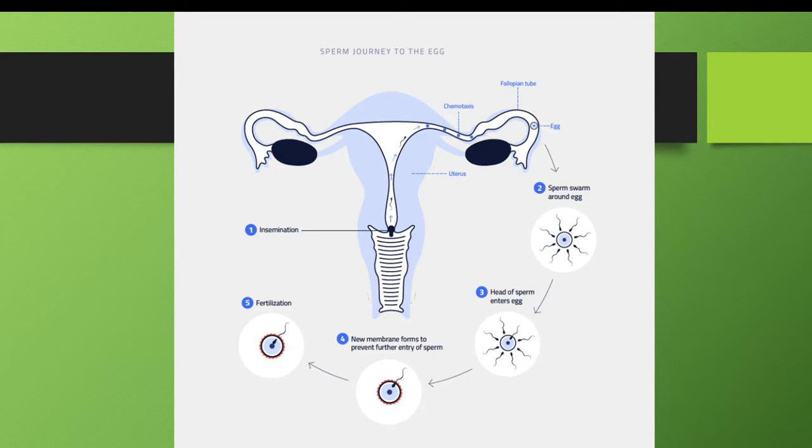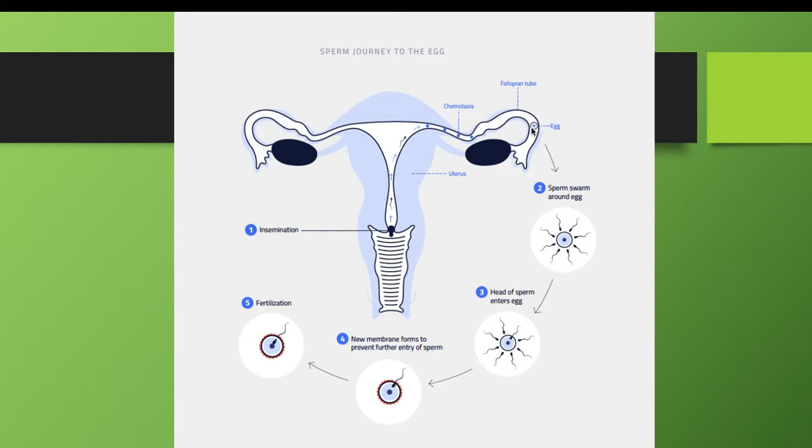If we look at this diagram, this is going to show you the whole stages that we're going through. So a sperm's journey. A sperm enters through the vagina, in through the cervix, up through the fallopian tube or oviduct, where it's going to meet the egg.